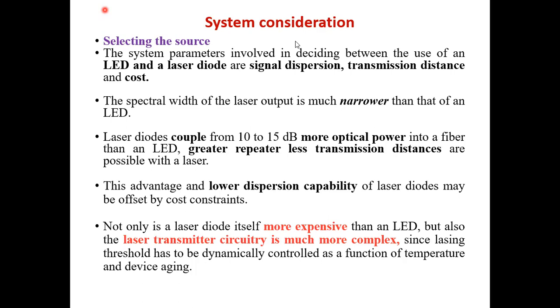Okay, now coming to the source. After the photodetector, the second component that I select is the source. We usually have two sources, the LED and the laser. When I am deciding whether to choose between LED and laser, the things I need to consider are signal dispersion, the transmission distance, and the cost. These are the three system parameters I will look into when selecting the source.